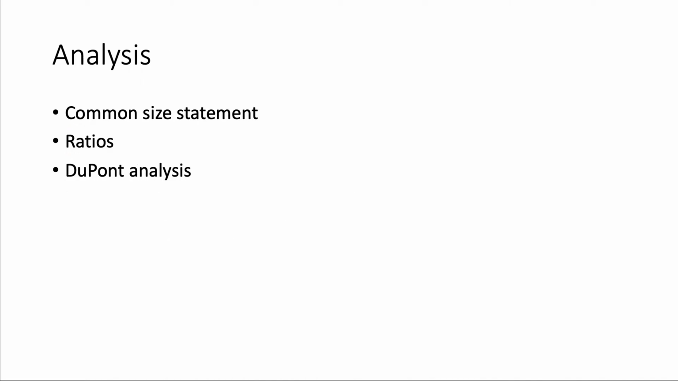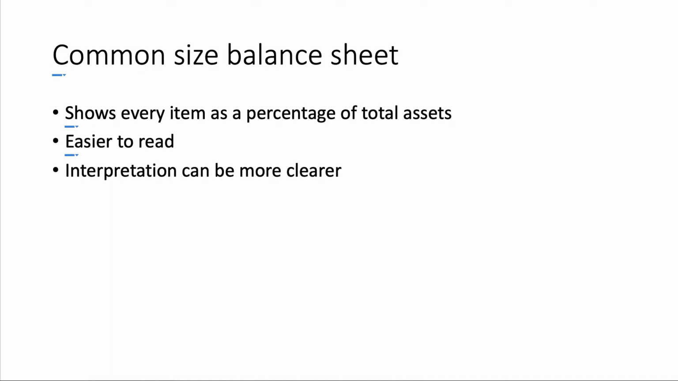So the analysis, as we said before, was going to contain common size statements, as well as calculating ratios and two-point analysis. So let's go through the common size balance sheets. First of all, let's give a quick explanation of the balance sheet. The balance sheet shows the company's assets, liability, and owner's equity. It shows the company's financial position during a specific year.